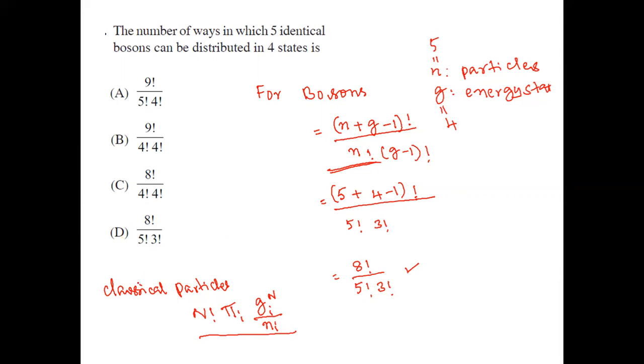You can take it to be classical, or you can take it to be Maxwell-Boltzmann distribution, or you can take it as MB statistics. Maxwell-Boltzmann statistics is used for calculating the number of ways of arranging n particles in G energy levels.